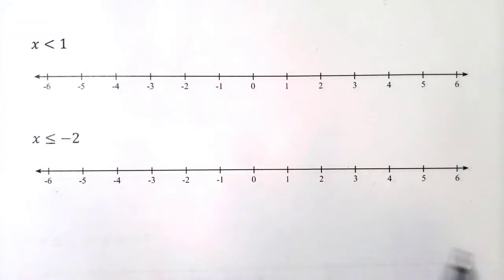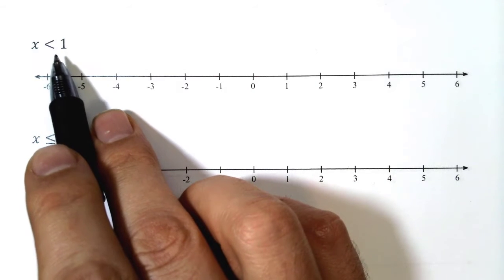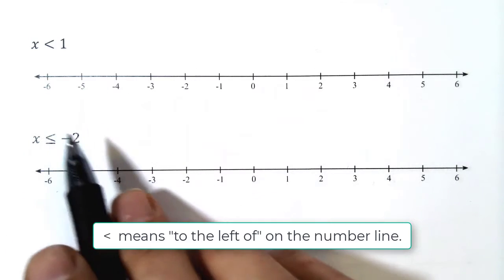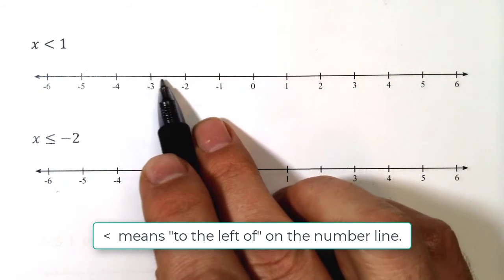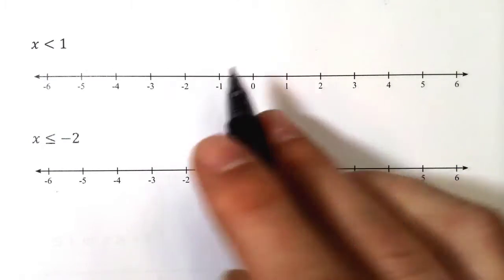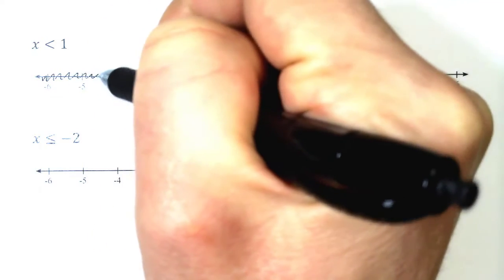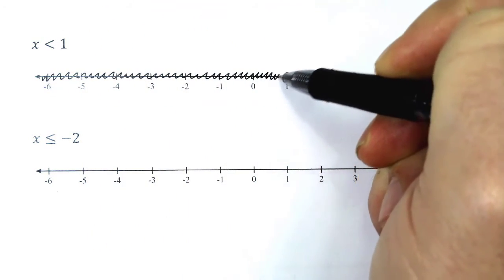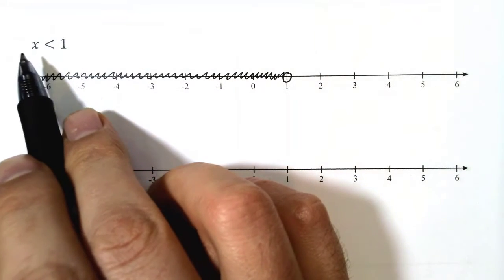Okay, on this one it says x is less than 1. So we're looking at the numbers that are to the left of 1 on the number line. So 0, -1, -2, -3, etc. But also the numbers in between. So all the way up to 1, but to the left. So I've got to shade all of these. All of those values that I just shaded are in the solution to this.